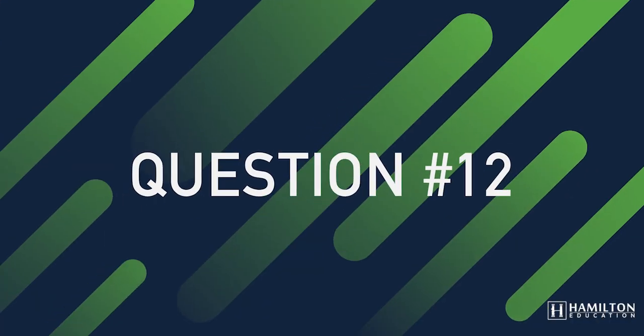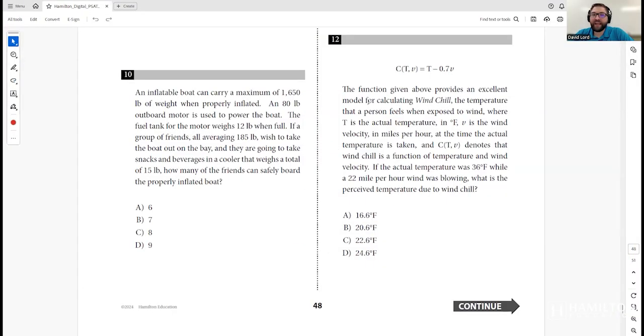All right, question 12. Function given above provides an excellent model for calculating wind chill. So again, sometimes it'll say it's 10 degrees outside, but a very strong breeze will come by and make you feel colder. That's what wind chill is, making you feel colder than the air temperature actually is. The temperature a person feels when exposed to wind, where T is the actual temperature. So we see that there. And V is the wind velocity in miles per hour, which we can see here. So 0.7 is the rate of change. And then C is the wind chill.